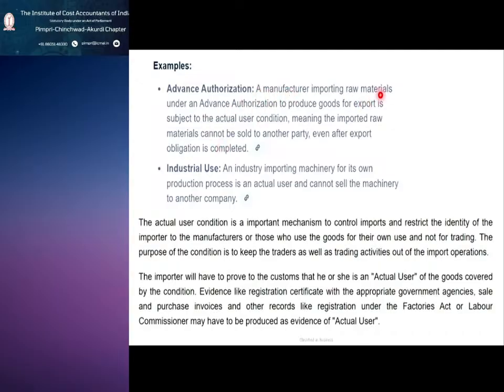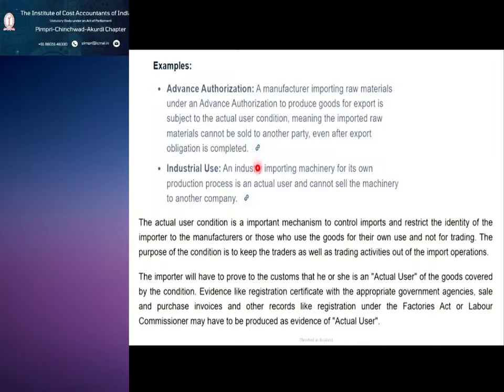The manufacturer importing raw material under advance authorization to produce goods for export is subject to actual user condition. So how did I get this advance authorization license? I gave my export sales and what my import and quantity should be, all those details. Actual user condition means the imported raw material cannot be sold to another party even after the export obligation is completed.